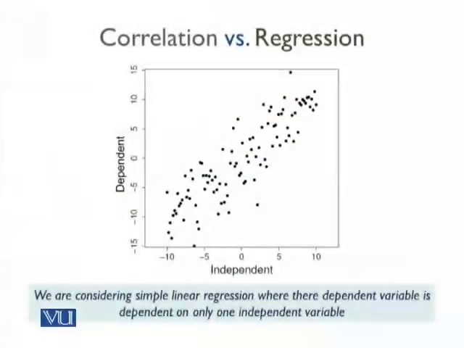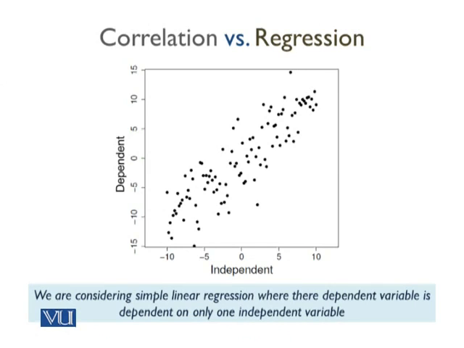So we need to form a statistical model, and then, knowing that a certain value of the independent variable has a certain value, you want to predict what the dependent value would be. First of all, let me clarify what are the differences between correlation and regression.